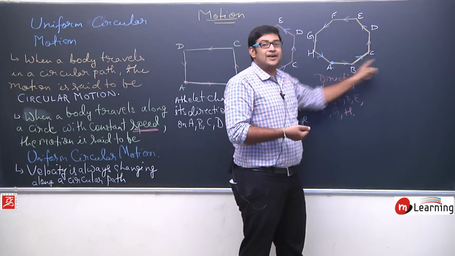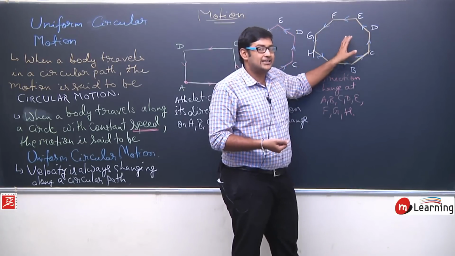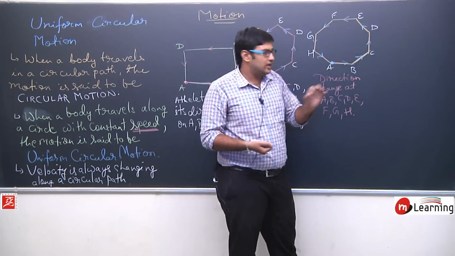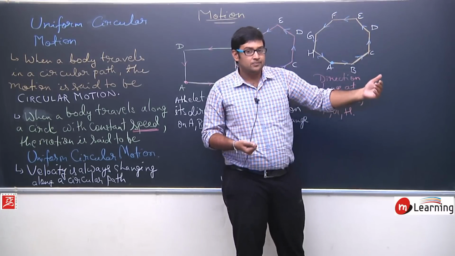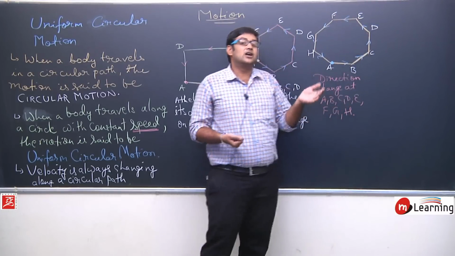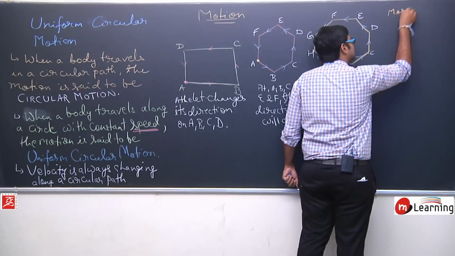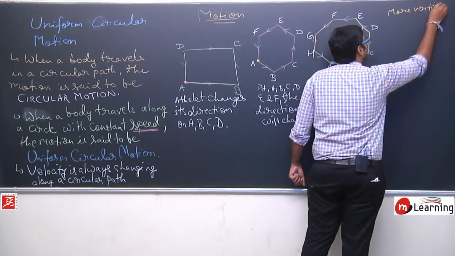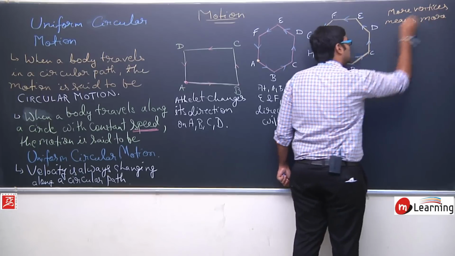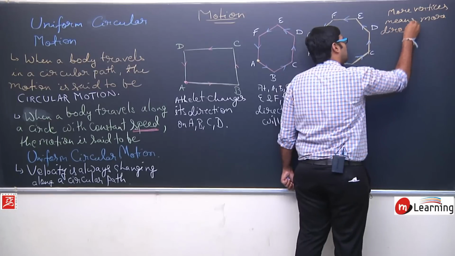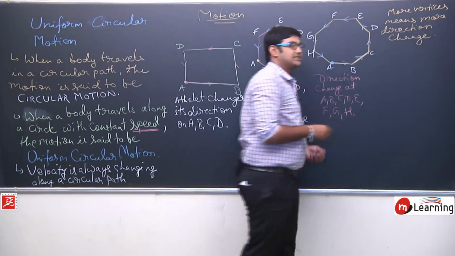Similarly, if I increase this vertices till the point of infinity, here we have 8 vertices. If the vertices are increased to infinity, the figure will be known as a circle. So here we can see more vertices means more direction change. Okay, more vertices means more direction change.